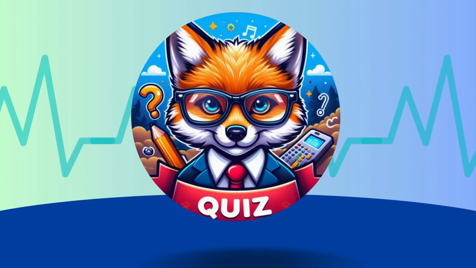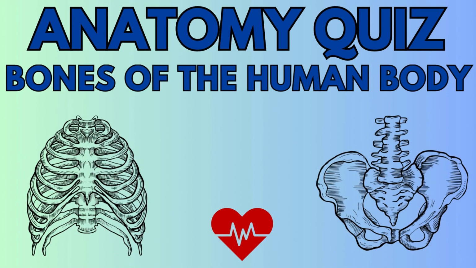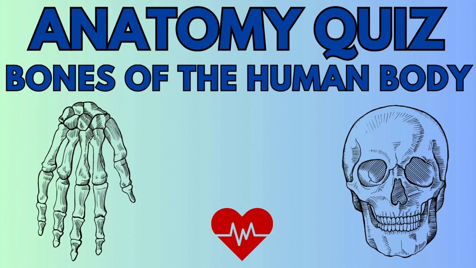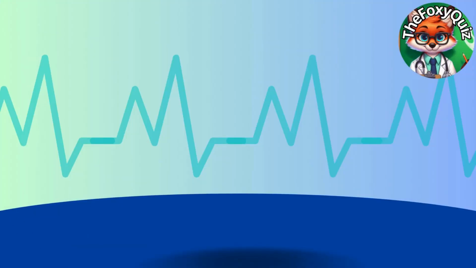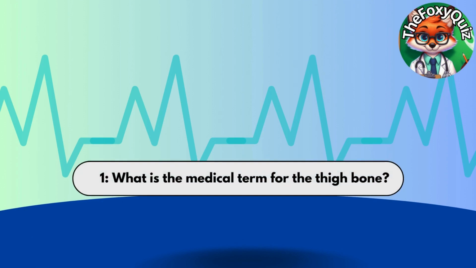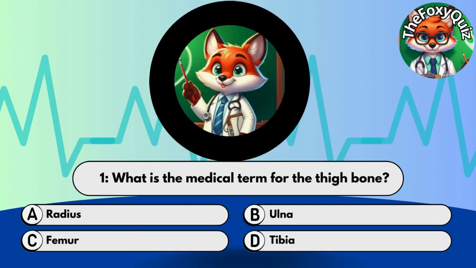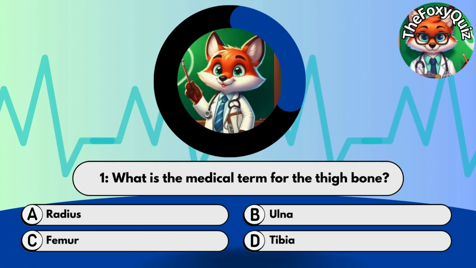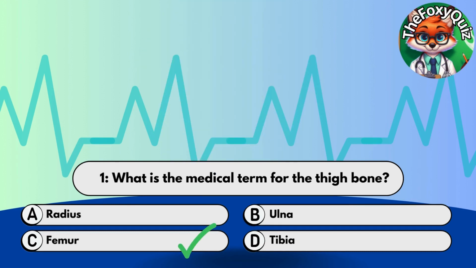Test your knowledge and use mistakes as learning opportunities. On today's anatomy quiz, bones of the human body. Your challenge starts now. Question 1. What is the medical term for the thigh bone? Your choice? A, B, C, or D? Answer: C, femur.